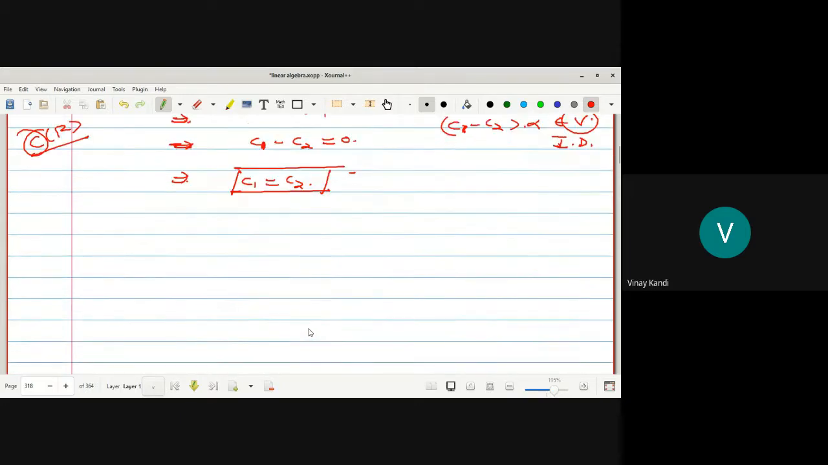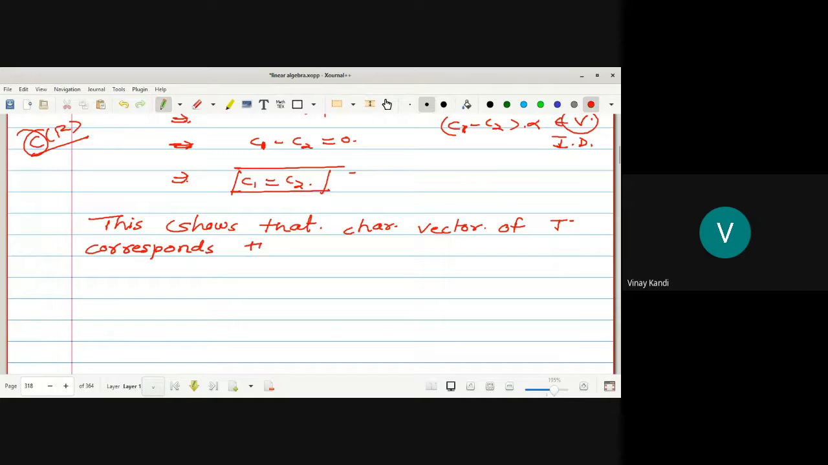This shows that the characteristic vector of T corresponds to exactly one characteristic value of T. Is it correct? Any doubt?